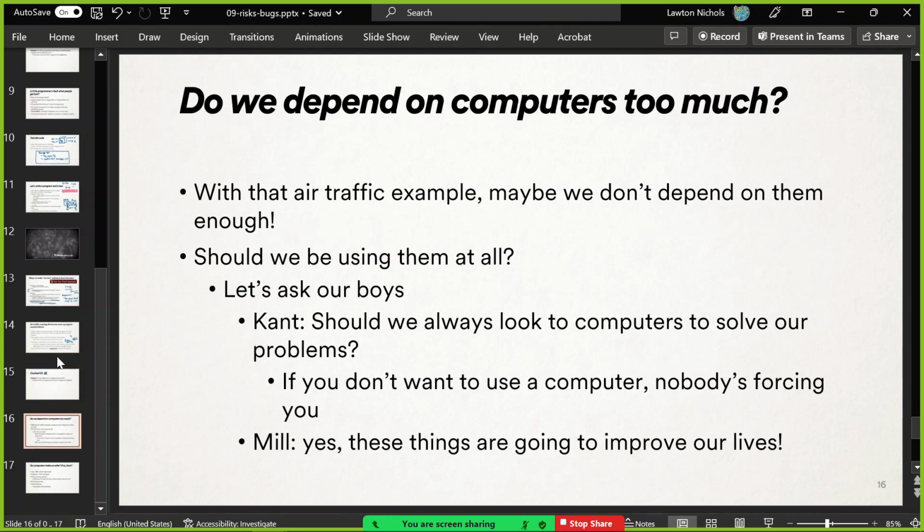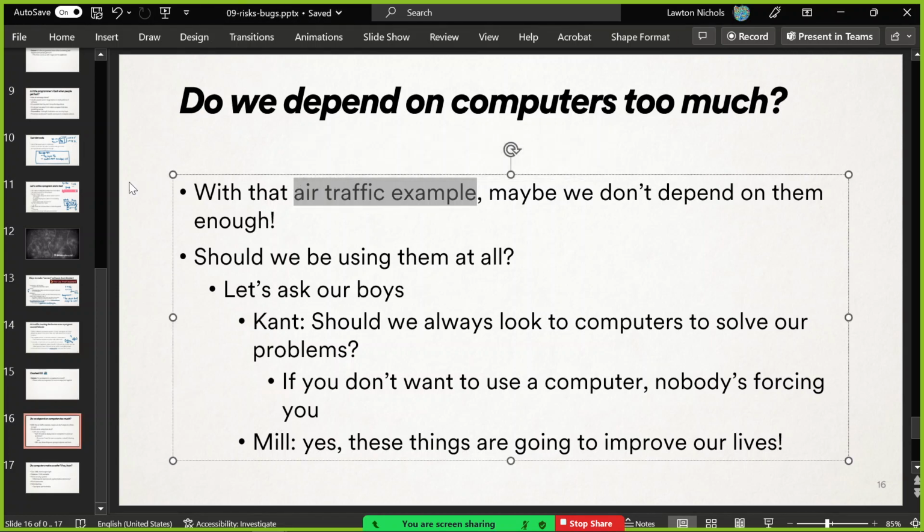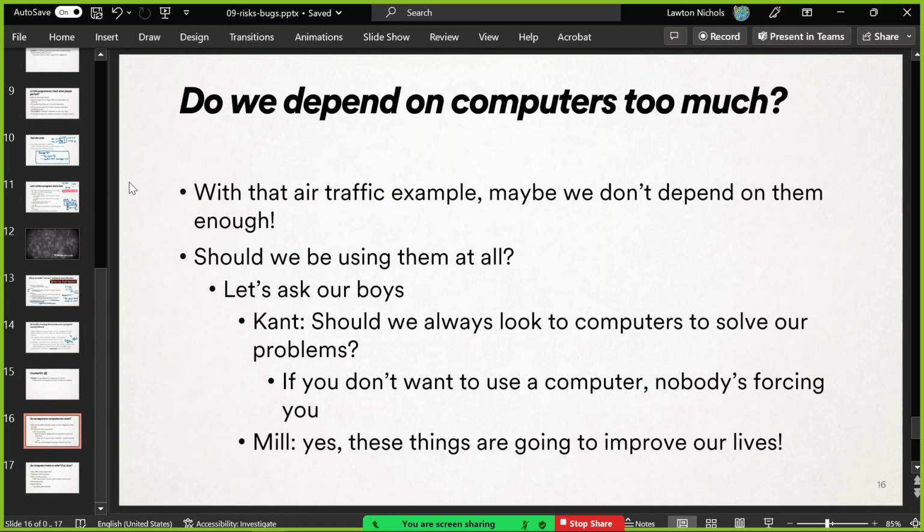Here are my ideas, I guess. We can talk about those. Do we depend on computers too much? I guess maybe the air traffic controller example indicates that we should depend on them more because they're going to save our lives. They were meant to help us a lot of the time. But of course we have the Therac-25 that kind of ruins the party for us as well.